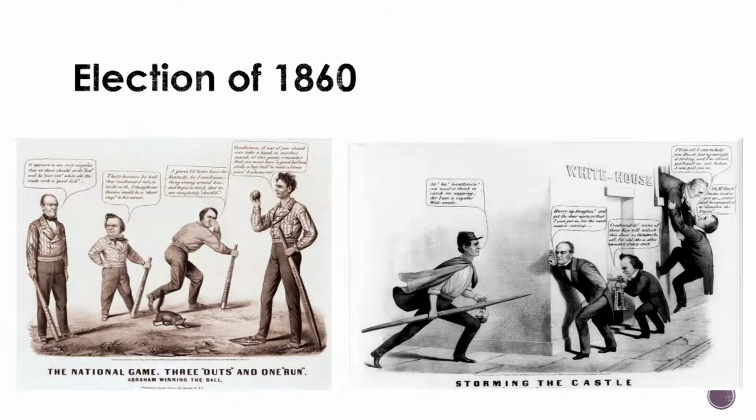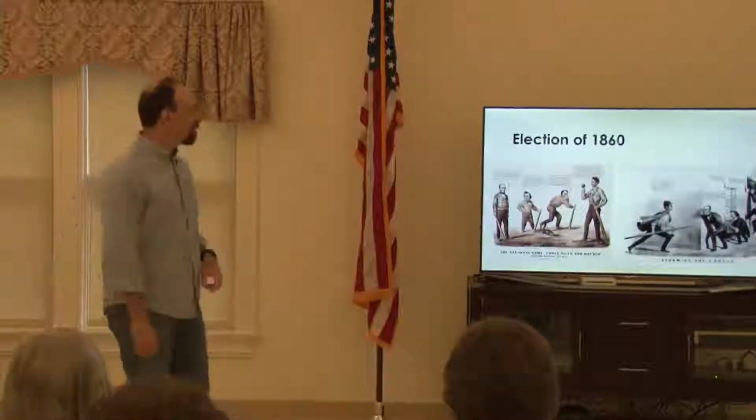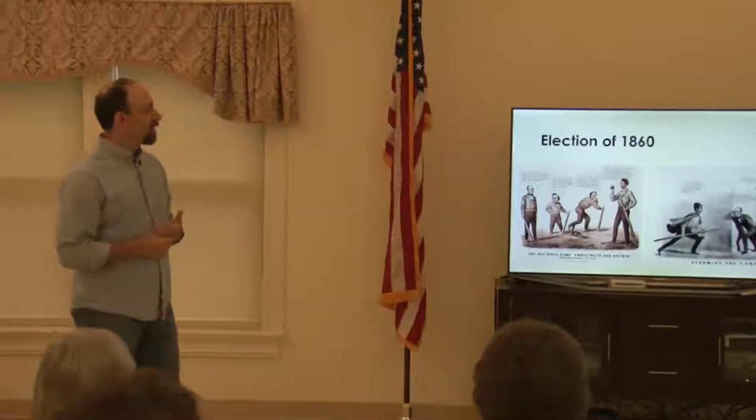So he was sometimes called the rail splitter. Oftentimes when Lincoln is depicted in political cartoons, as you see here, he is shown as really, really tall and carrying a rail in his hand. Now, these two cartoons are about the election of 1860.